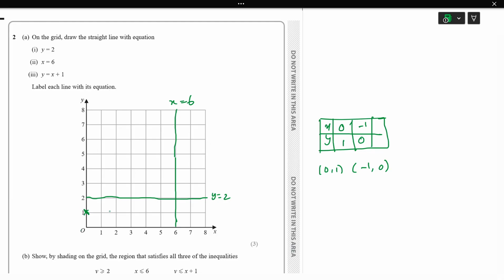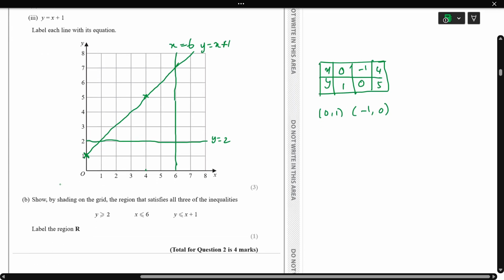So next I'll take a number from the right side. I'll take x equals 4 here. So x equals 4, then y equals 5. So the line is passing through here. This is y equals x plus 1. Okay, the first part is done.